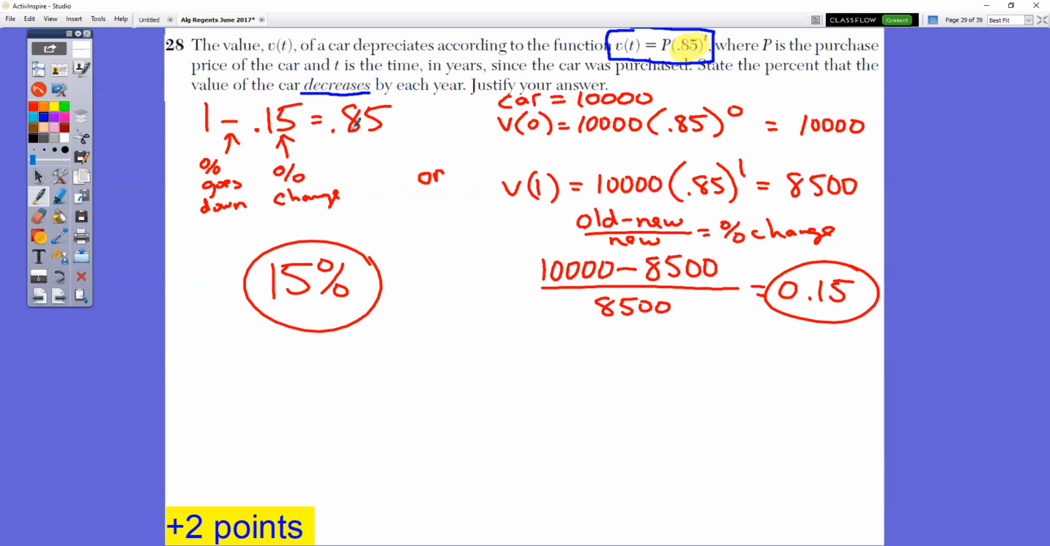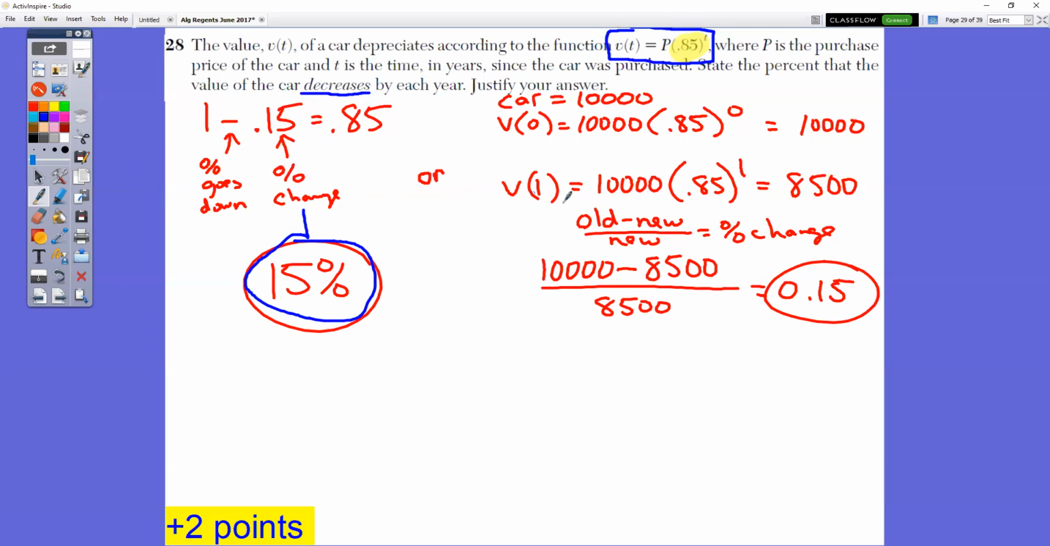So how to figure out the 0.85? You could do 1 minus 0.15, which gives you that 0.85, or you could do 1 minus 0.85 to give you that 0.15. 0.15 is 15%. So it's decreasing by 15% every year.